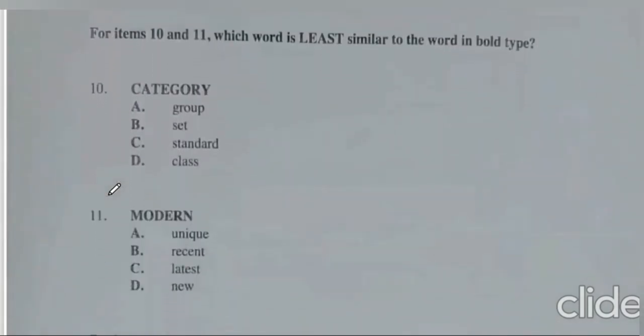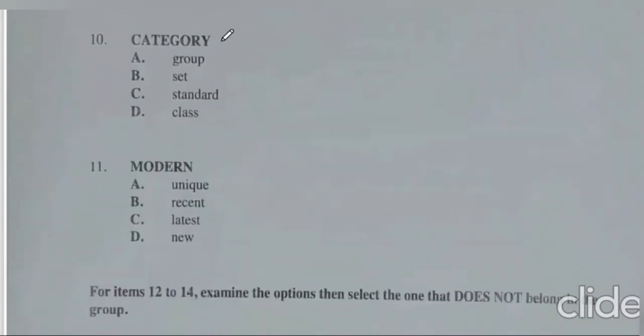Okay, so for items 10 and 11, which word is least similar to the word in bold type? We have a category. So group means category, set means category, standard can mean category in some instances, class means category. So the one that is least similar will be standard. Now it says least similar. It means that they are similar, but the least similar. For modern, unique. For it to be unique, it doesn't have to be modern, but modern means recent. It means latest. It also means new. So the least similar would be unique.